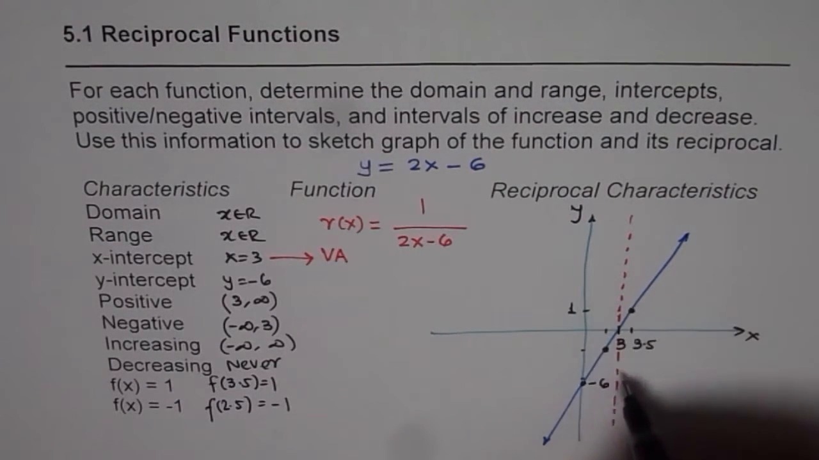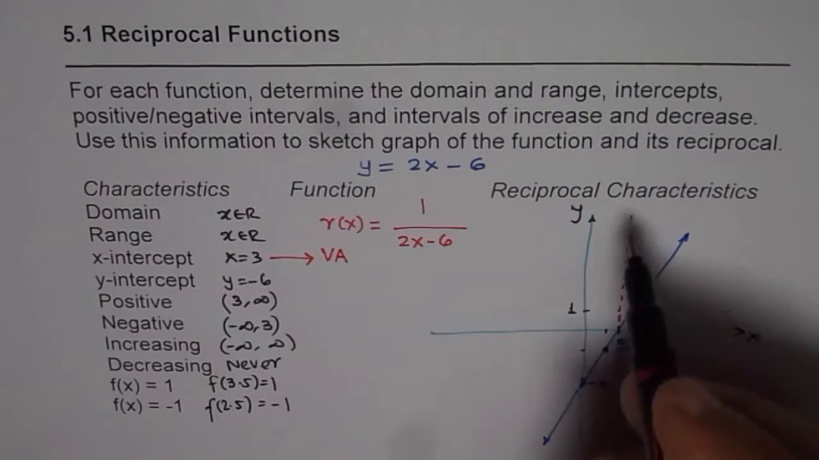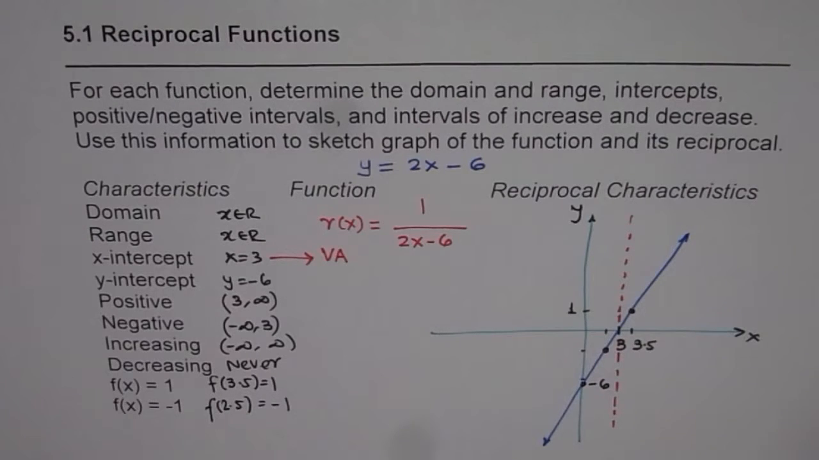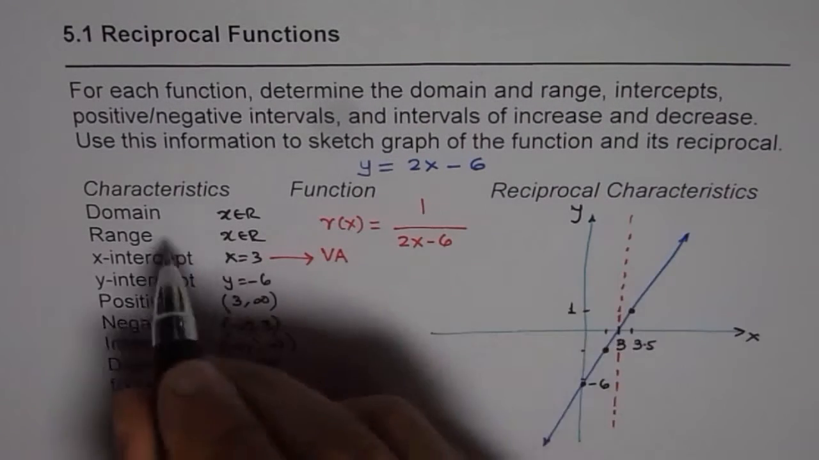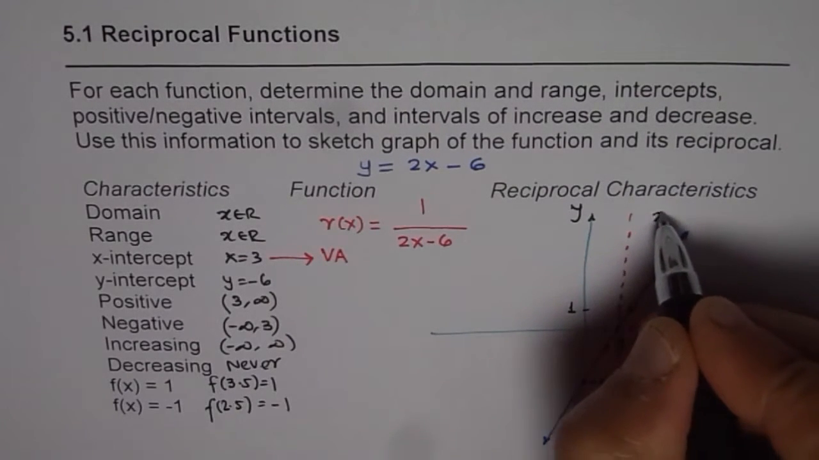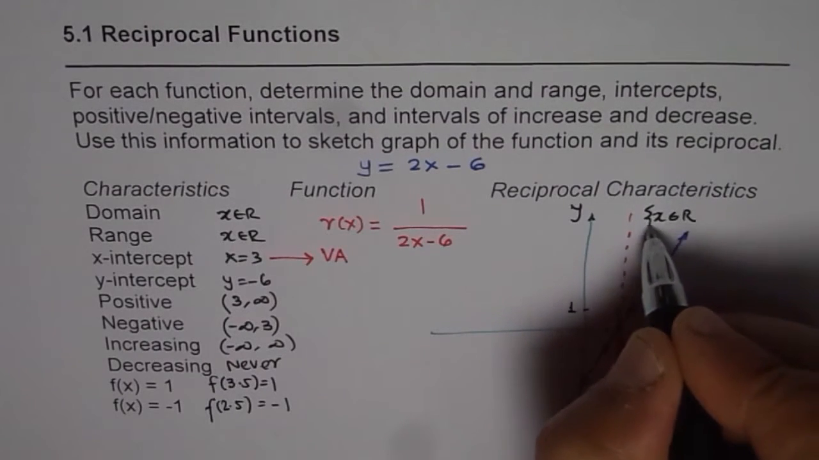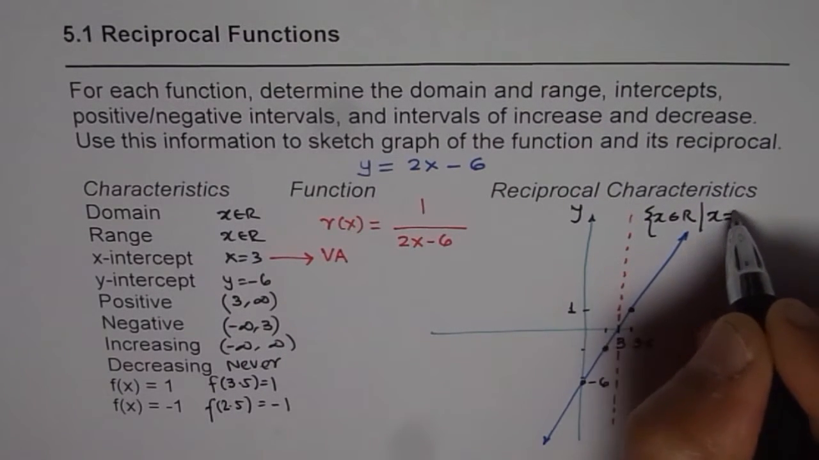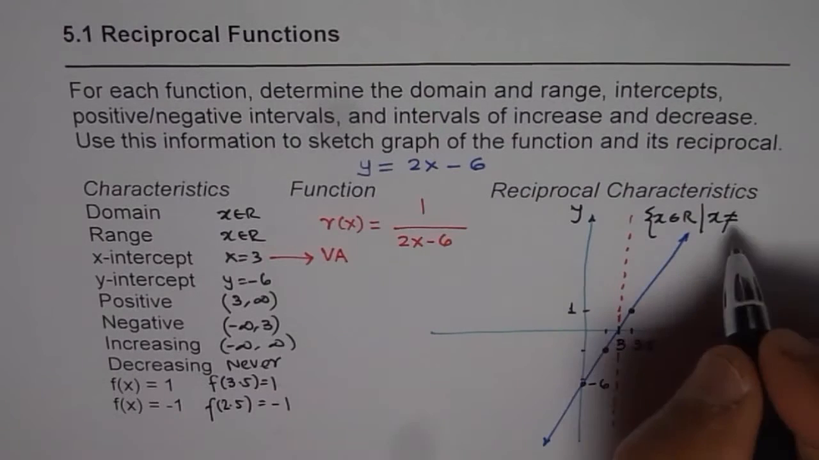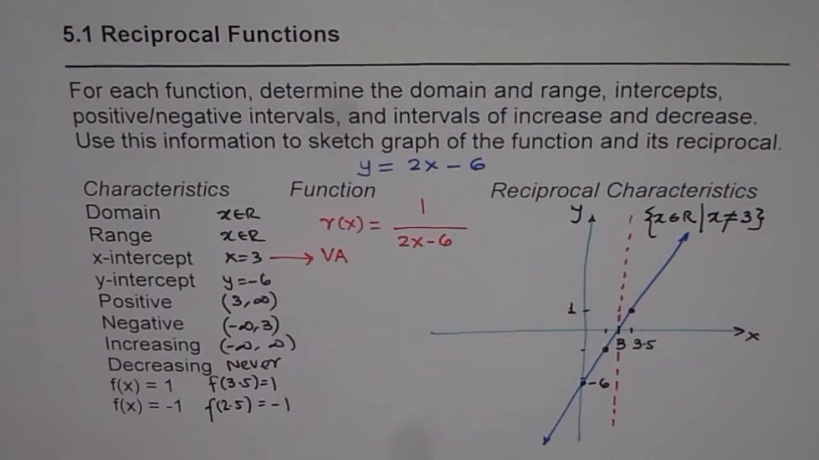And since we have a vertical asymptote here, it will not be in the domain of the function, correct? So now we have a domain. We say the domain of our reciprocal function is x belongs to real numbers, but x is not equal to the x-intercept, 3. So that is one thing we get as a relation between domain and x-intercept.